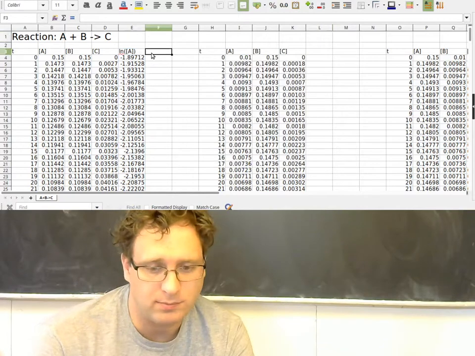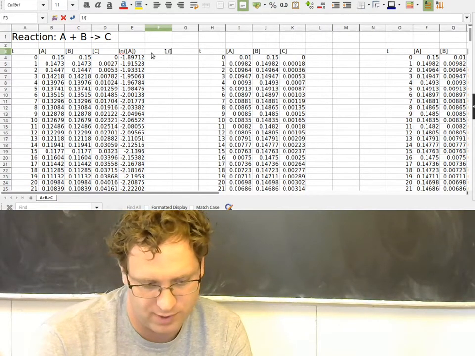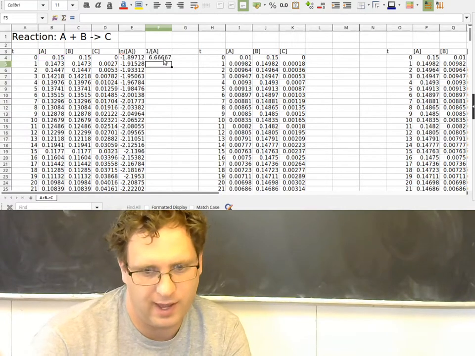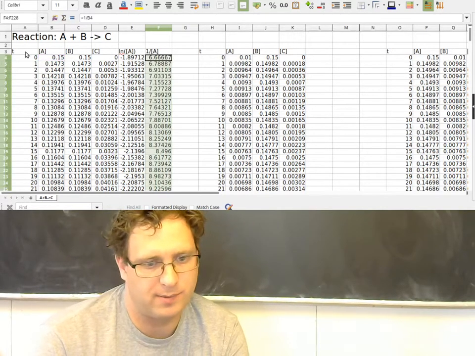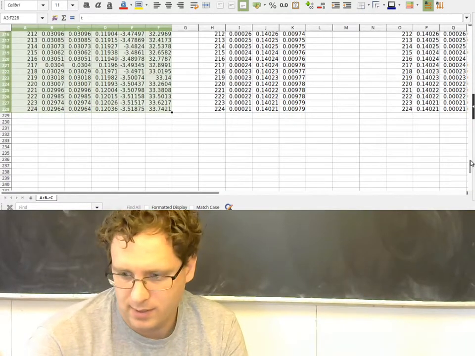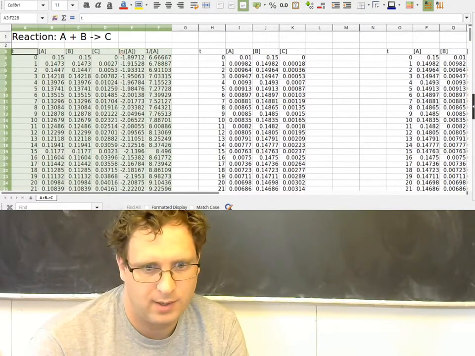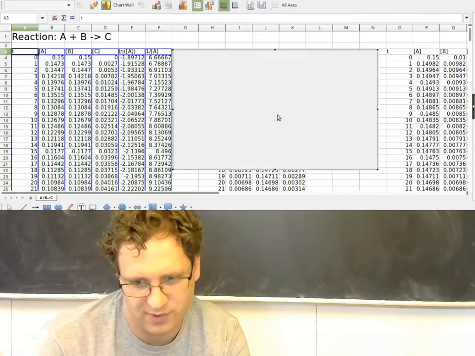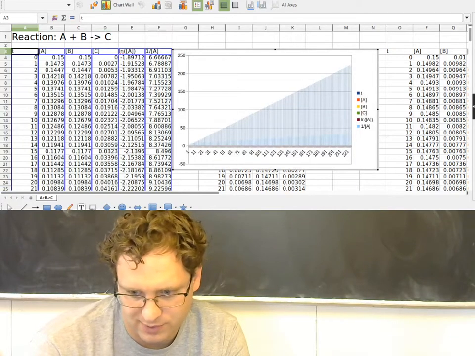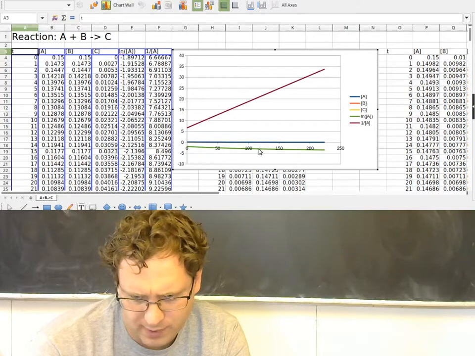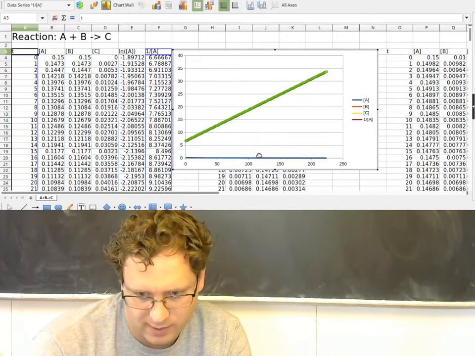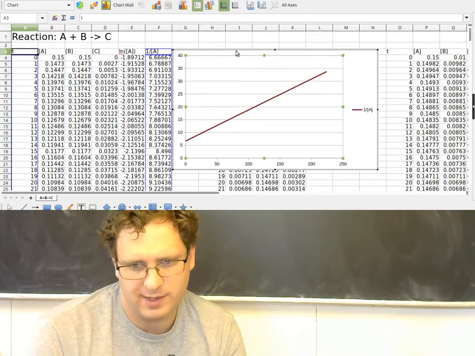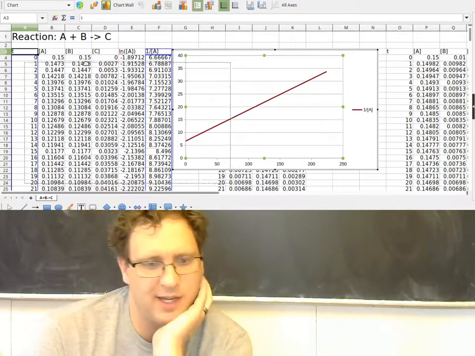Pardon me. And so I'm going to do 1 over the concentration of A. So I'm going to say equals 1 divided by, and select here the A column. And we'll double click, and do the same thing. We'll insert all of our data series on a single chart, and then we'll just delete the ones that we don't want. That's just the quickest, easiest way to do it. Okay, and we'll get rid of natural log of A, get rid of A, B, and C, and all we have left now is 1 over A, and look at that, it looks very straight indeed. So this is a second order reaction.